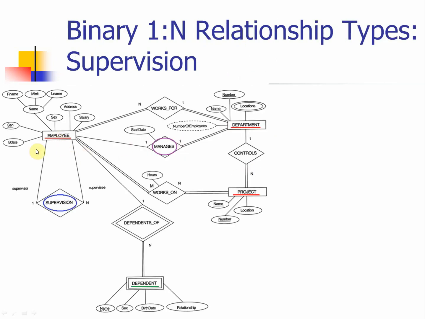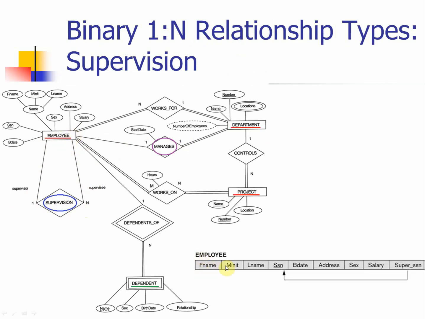So you can see that in this supervision, what it tries to indicate is that every employee must have some supervisor. Since it goes to the same entity, while we're choosing the N side, it will go back to the employee entity itself. So what's happening is that we already have the employee attributes coming from our step number 1: first name, middle name, last name, social security number, birthday, address, sex, salary. So you can see that until step number 1, we have all of these attributes.